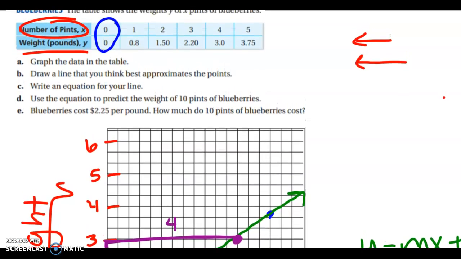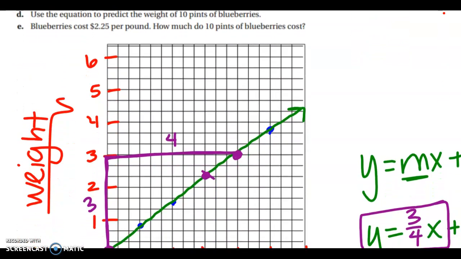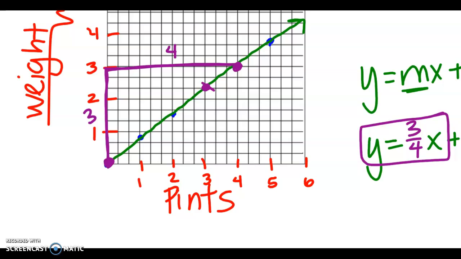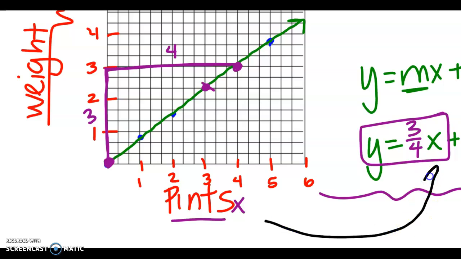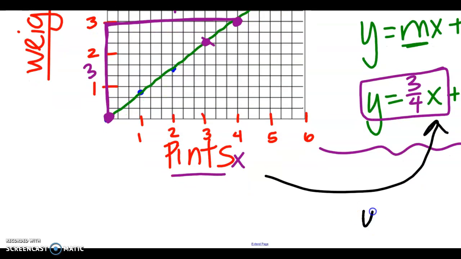Okay. Use the equation to predict the weight of 10 pints of blueberries. Well, my line doesn't go all the way to 10 pints. 10 pints would be way out here. So what I'm going to do is, since pints is my x value, I'm going to plug in 10, because they're talking about 10, for x. So that would be y equals 3/4 times 10. Well, you can get a calculator out if you need to. And I'm going to do 0.75, or 3/4, times 10, and that would be 7.5.